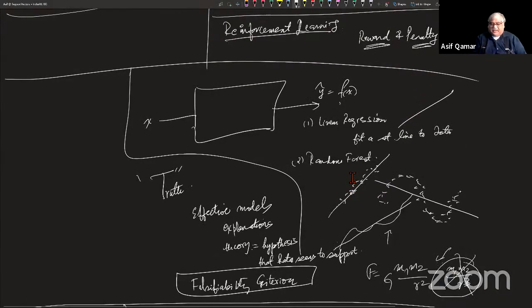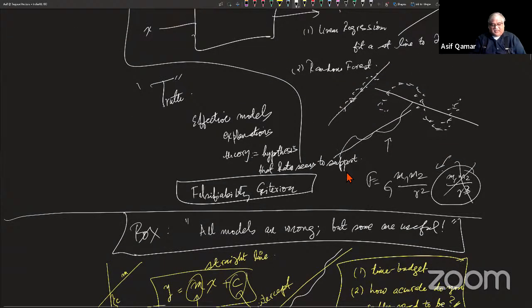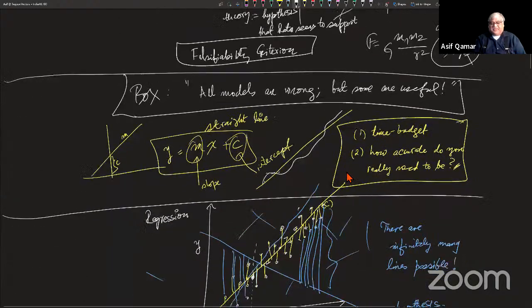So we talked about regression, and we took the example of linear regression. In linear regression, we try to fit a straight line to data. So suppose you have data like this, there can be many straight lines that can fit. Now the question is, how do you find the best fit straight line?